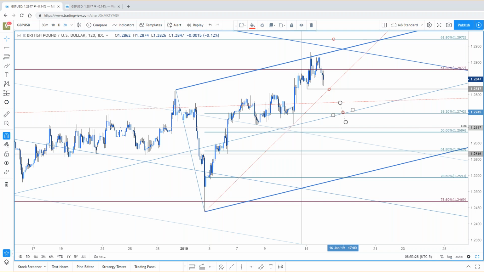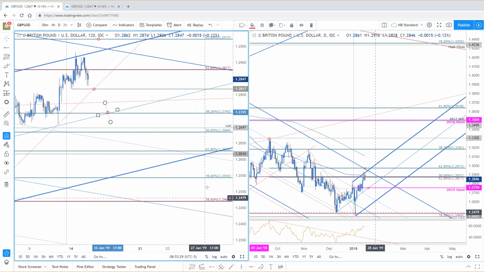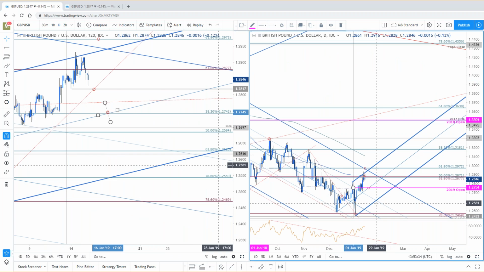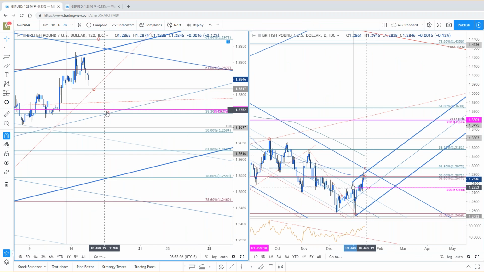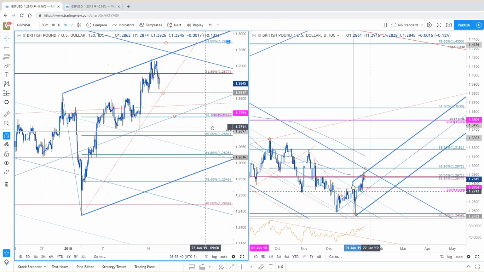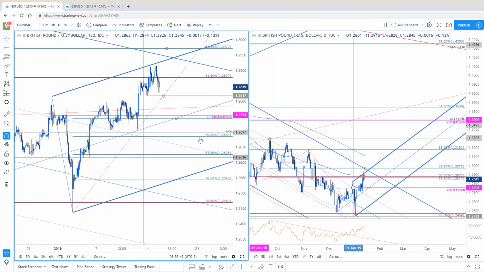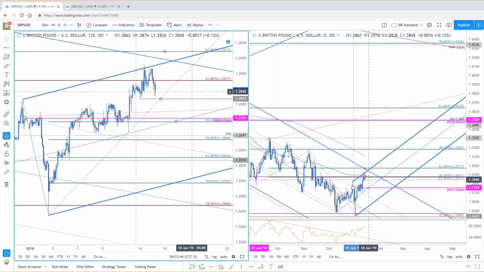Ultimately, if we do get a larger pullback, I think that'll give us a better opportunity to try to get back on the long side. Obviously, the yearly open comes in right there. So this would be sort of an ideal scenario if it washes lower. But we'll have to see how this pans out. Good event risk on tap today.